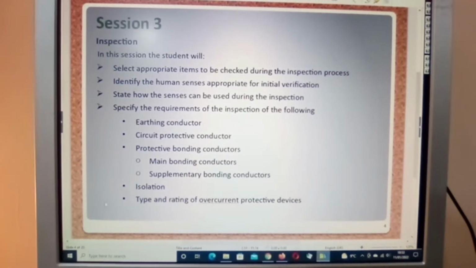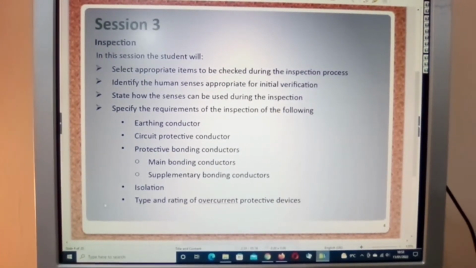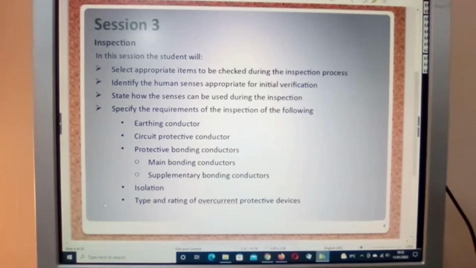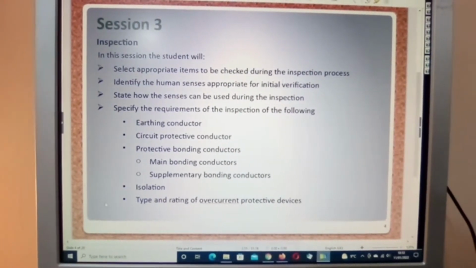Now here's section 3. In this session, select appropriate items to be checked, identify the human senses, state how the senses can be used, specify the requirements of the inspection. Okay.